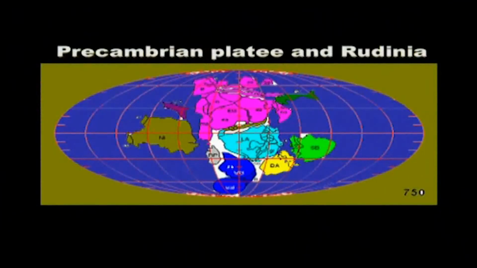This was one of the most significant rifting events of all the times, because it opened up the Panthalassic Ocean to the west of Laurasia and a continent that became North America. We are seeing the Rodinia and also the Precambrian plates roughly about 750 million years ago.